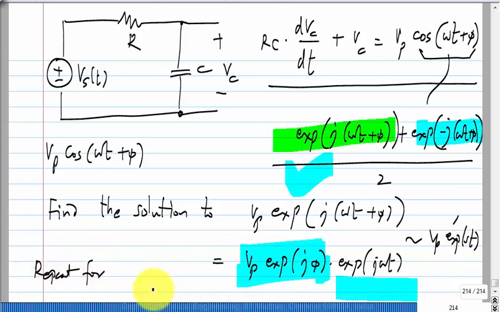and repeat for exponential minus j(omega t plus phi). Does this look fine? Is this fine? Okay. Any other possibilities? Let us say you didn't want to venture into complex numbers.